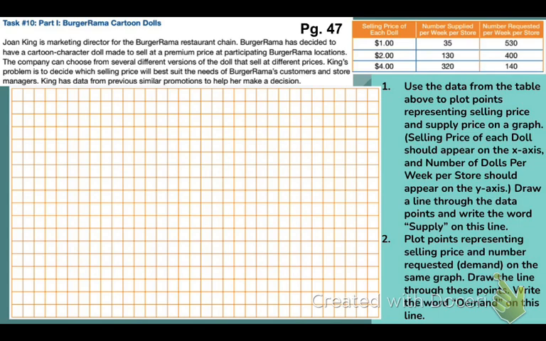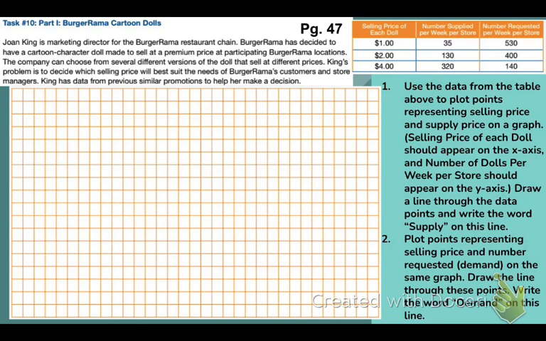And so King has this data, this table on page 47, from previous similar promotions, so previous times that they've done something like this, to help her make a decision. So in our table, we have a column that says the selling price of each doll, so how much each version of that doll will sell for. We have a column that says the numbers supplied per week to the store, and a number requested per week per store.